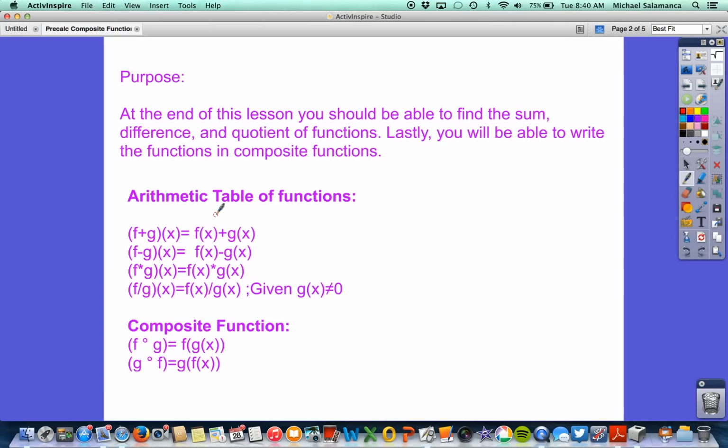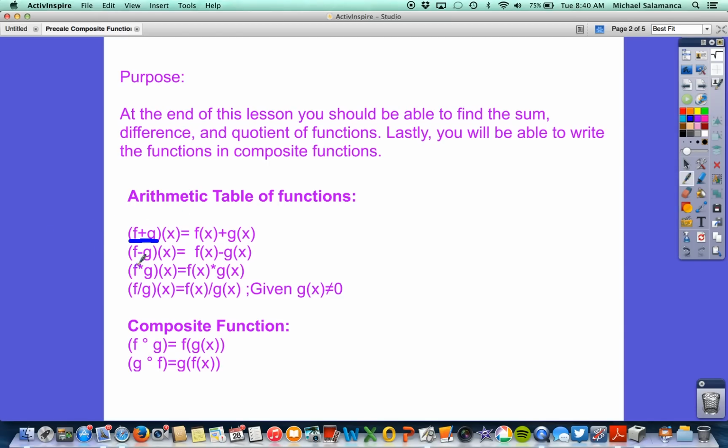So below we have an arithmetic table of functions. This is just so you know how this notation looks. Notice here it says f plus g of x. What this is saying is that you're taking f of x and g of x. If you forgot what this f of x and g of x notation actually means, it just refers to an actual function. The letter doesn't make a difference, it's just our way of denoting one function from another.